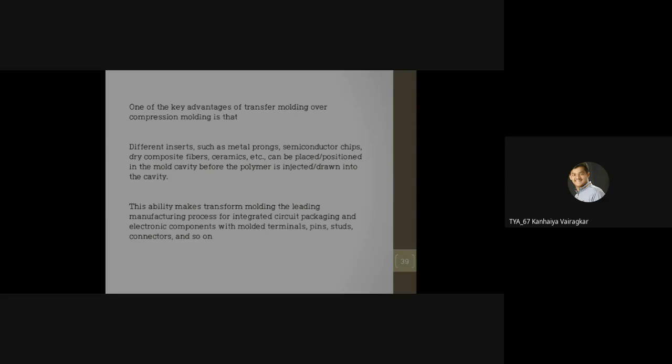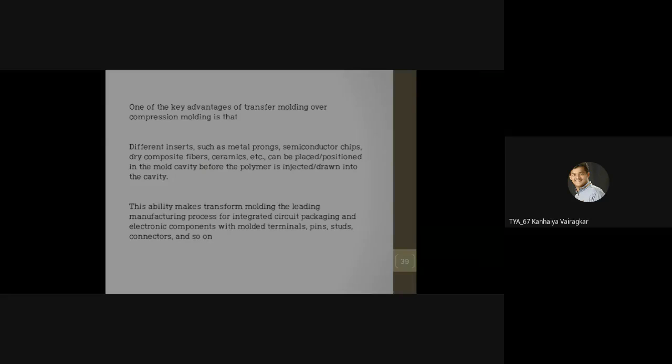Another example, the fan setup that I had given in the last lecture also. Bushes are there which will act as what we can call inserts. So these inserts you can easily place before the material enters into the cavity. Now the question will be, why is it not possible with compression molding? It is possible, but the issue is that in compression molding we used to have higher pressure.